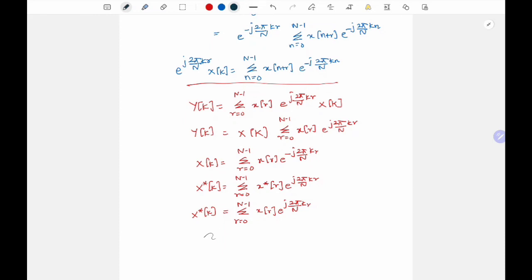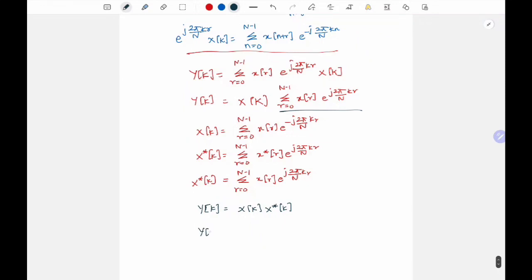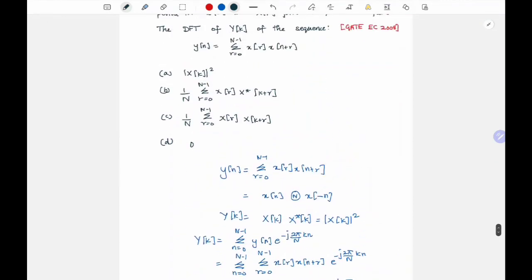So your y of k will become this one, right? X of k into x conjugate of k. And this is nothing but your modulus x of k whole square. So this is your answer, which is nothing but option A.